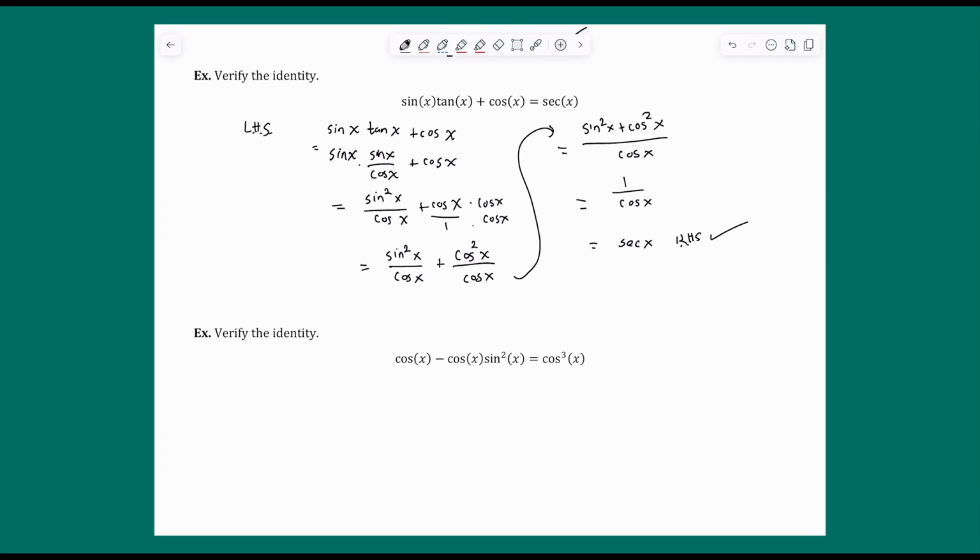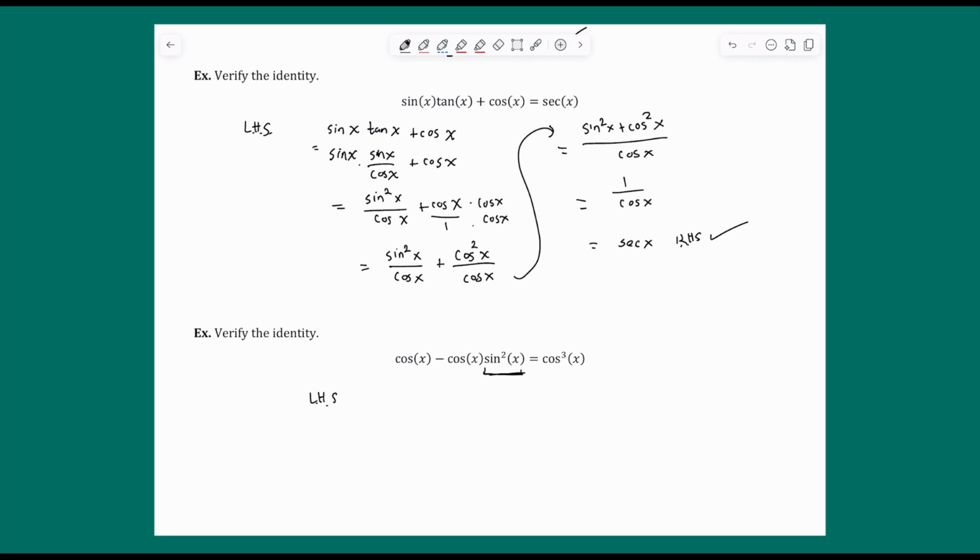All right, let's try the next example here. Verify the identity. Cosine of x minus cosine of x times sine squared of x equals cosine cubed of x. Once again, I'm going to go ahead and work with the left-hand side here.